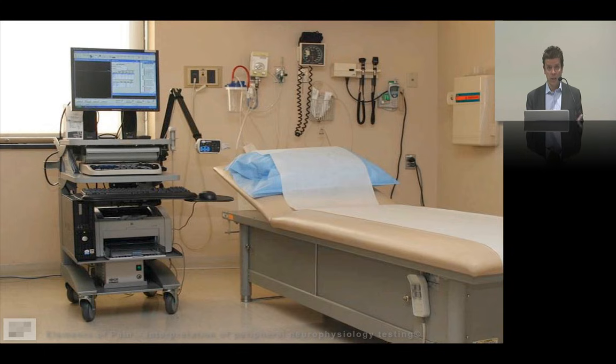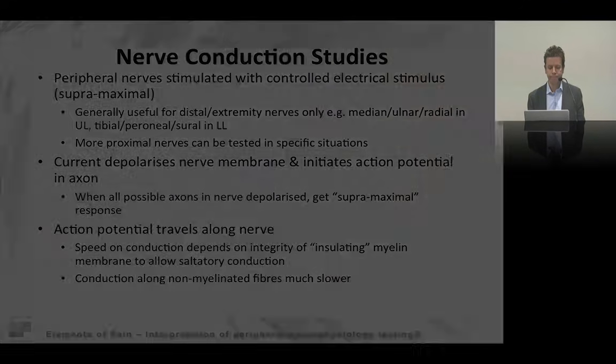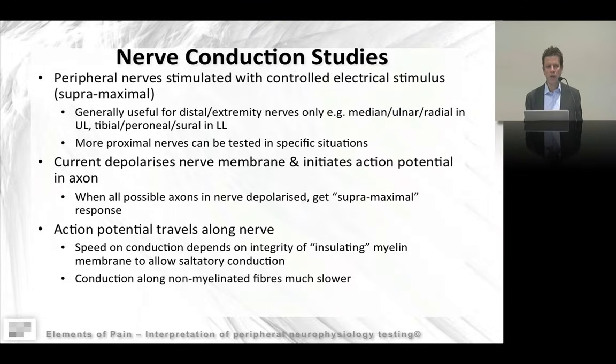So this is the basic setup of the testing. There's usually a computer-based workstation. Electric impulses are applied through a stimulator, and then we receive the responses back via a digital analog amplifier, and that brings up some results on a computerized oscilloscope, essentially. Nerve conduction studies are the mainstay of the testing, and what we do with routine studies is provide a supramaximal stimulus to the peripheral nerves in order to generate a response.